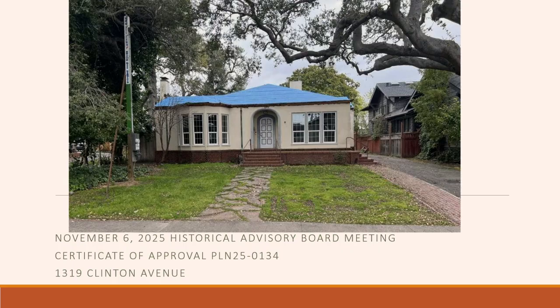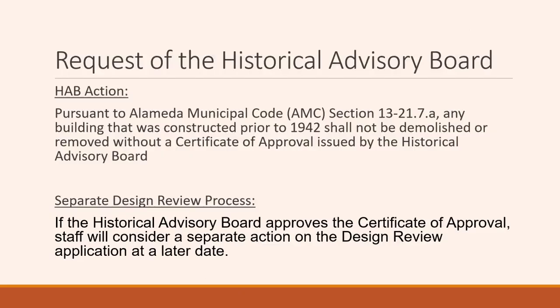So let's see here. Okay. So the request of the board tonight is a certificate of approval to demolish a pre-1942 structure as required by the Alameda Municipal Code. This is a single-family home located at 1319 Clinton Avenue. If the board approves the certificate of approval tonight, then staff will move forward with a separate process to review the design review application at a later date. So the action tonight for the board is focused on the certificate of approval.